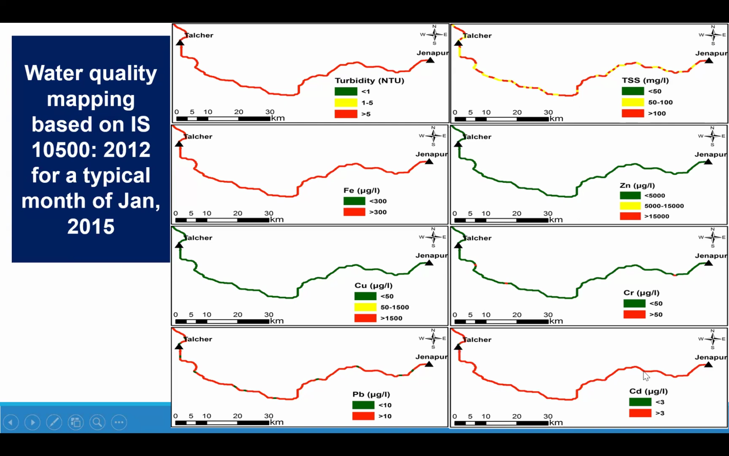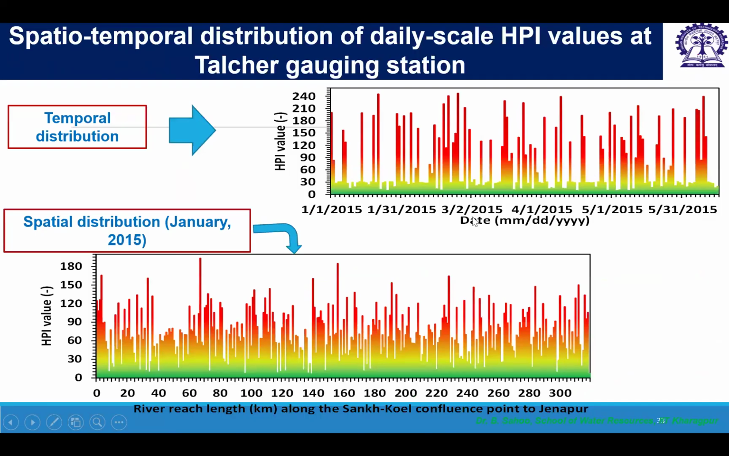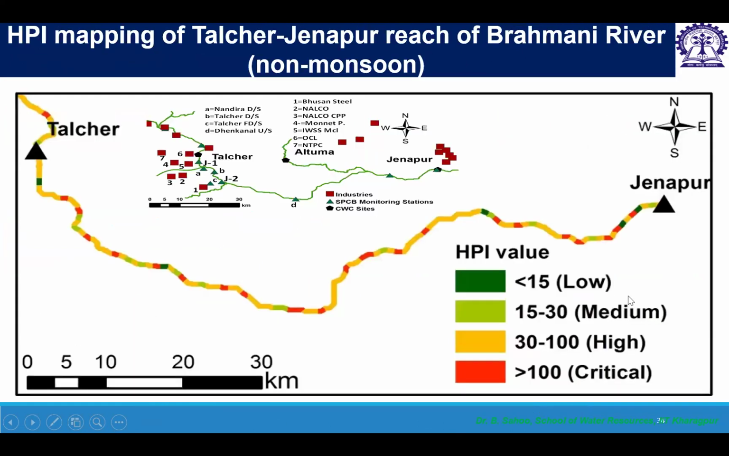So at different reaches, this is how it looks. And here you can see the spatio-temporal distribution, how it is varying on a specific day, and along the river. So we can use remote sensing techniques in that way. And this is for the Talcher to Jenapur river reach, with different HPI values. So overall, you can say that many parts are mostly high to critical for drinking water.